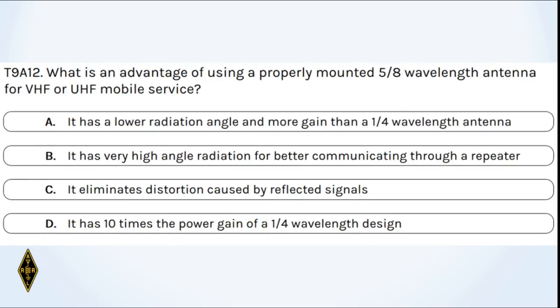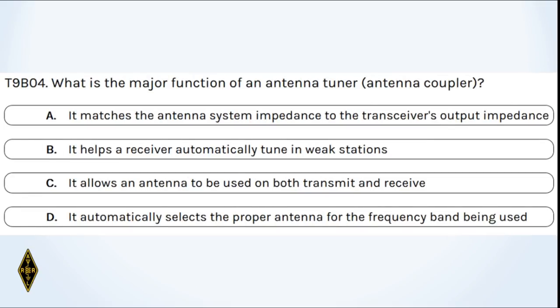And what is an advantage of using a properly mounted 5/8 wave antenna for VHF or UHF mobile service? It brings that angle of radiation down so it has slightly greater range. So it's A. And what is the major function of an antenna tuner? It makes the transmitter happy. It matches the antenna system to the transceiver's output impedance.